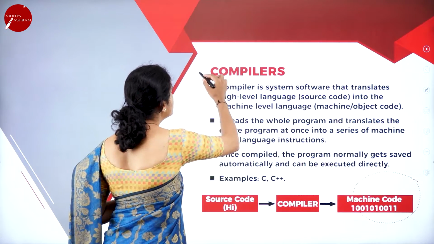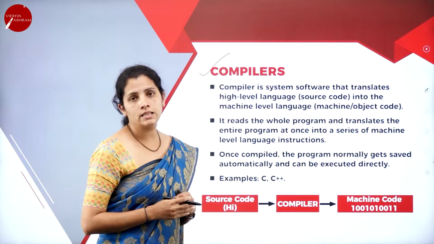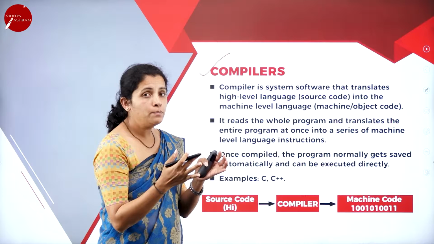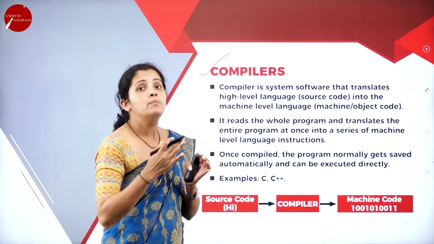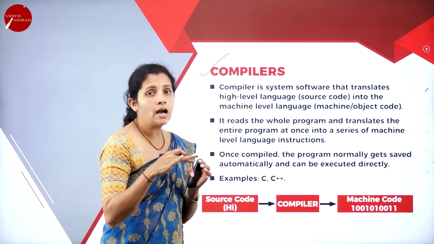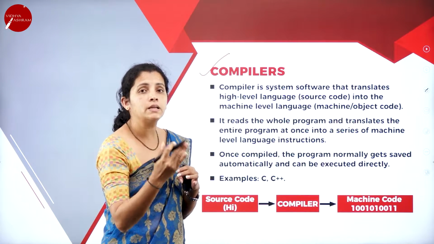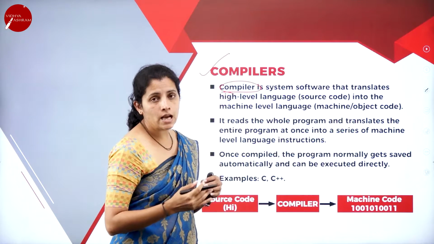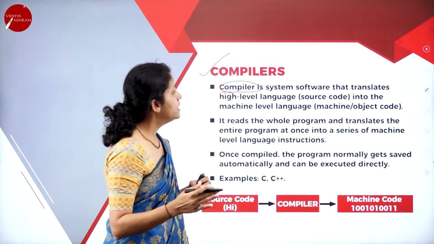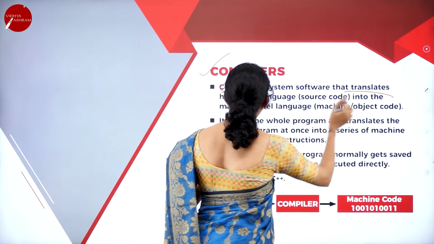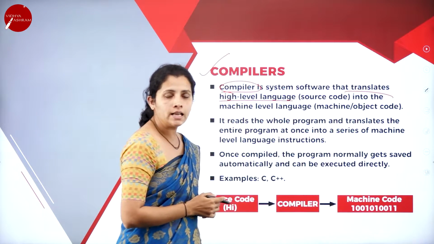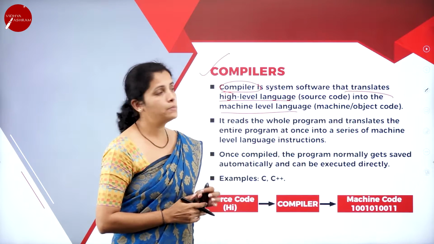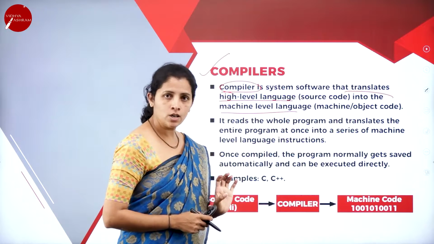Now I'm having the second type of translator, that is nothing but compiler. In compiler, initially what is my input? That is nothing but the high level program. After compiling, I'm going to get the object code, that is nothing but the machine code. So here the compiler is also an example of system software that is responsible for translating high level language, that is nothing but the source code, into machine level language, that is nothing but machine code or object code.